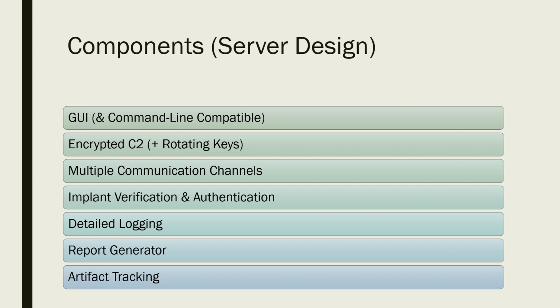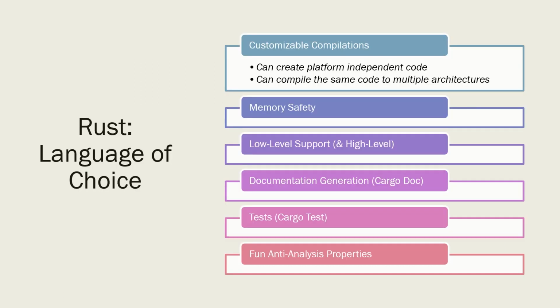But to start with, we have a pretty decent list of behaviors and capabilities we're going to implement to start with in our tooling. Rust, again, is the language of choice for multiple reasons, including its support for testing and its kind of fun anti-analysis properties, which is pretty cool. And for learning Rust, there's a few things.